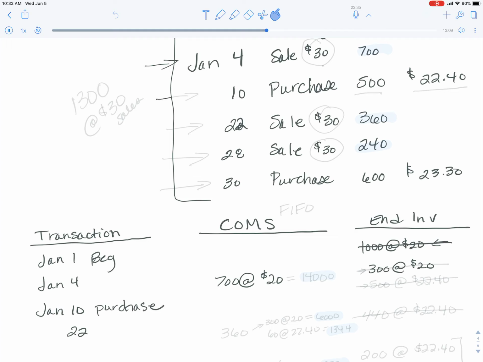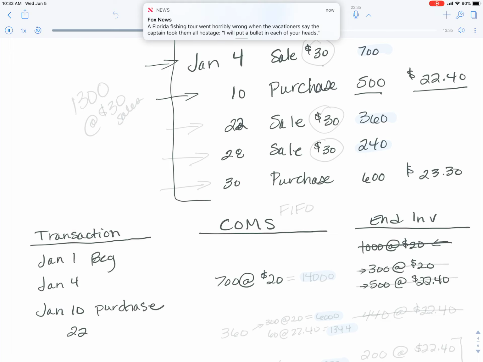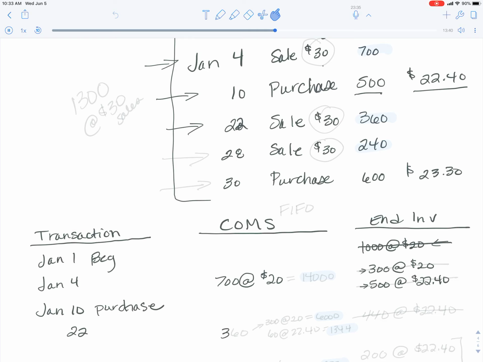On January 10th, we purchased another lot of inventory. We purchased 500 units right here, and they cost us $22.40. So now we have 2 layers on the shelf. The first layer that we bought at $20 and the second layer that we bought at $22.40. So then we have another sale on January 22nd. We sold 360. Okay, well, if we are using FIFO here, we're going to sell the first shelf first.